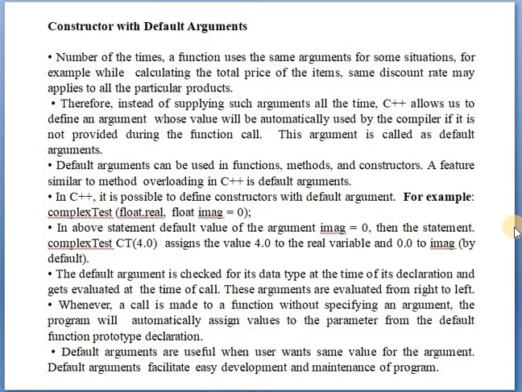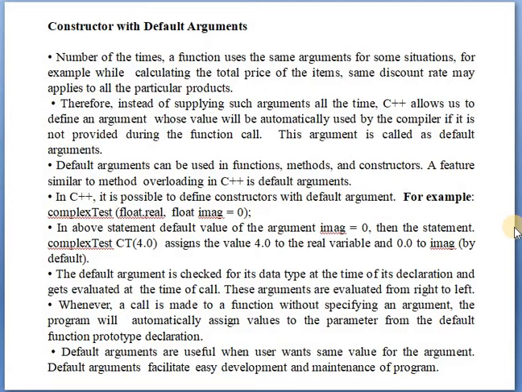The default argument is checked for its data type at the time of its declaration and gets evaluated at the time of call. So at the time of declaration, the default argument is checked and it calculates the value at the time of call. These arguments are evaluated from right to left.